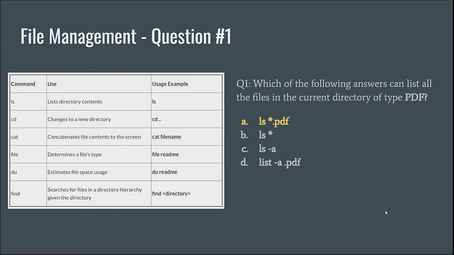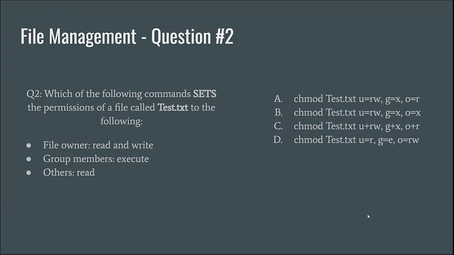All right, we can go ahead and move to question number 2. This is on the permissions for files. In this case, it's a file, not a directory or anything. We're asking which command would set the file owner to have read and write permissions, the group members to have execute permissions, and others to only have the read permission. So this is different from the previous example. This is using the chmod.